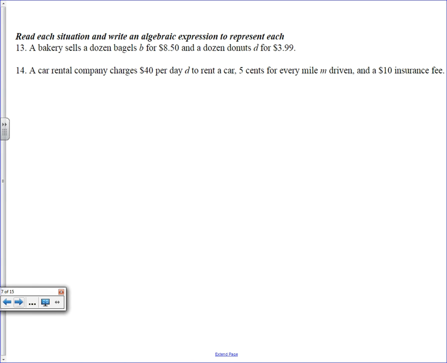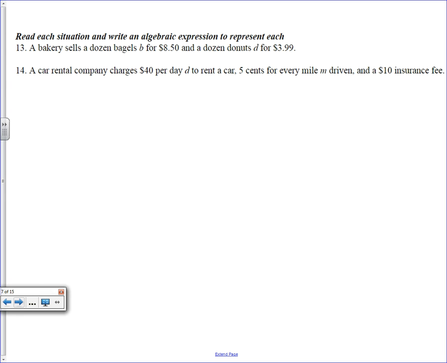It says a bakery sells a dozen bagels B for $8.50 and a dozen donuts D for $3.99. Do you see how they told me what variables to use? Okay, so how much am I going to pay for just the bagels? $8.50, and how many of them am I buying? I don't know, do I? B of them? So how do I represent that?